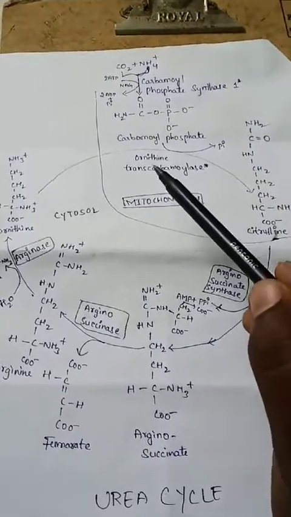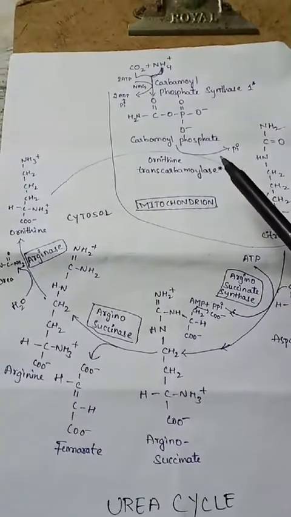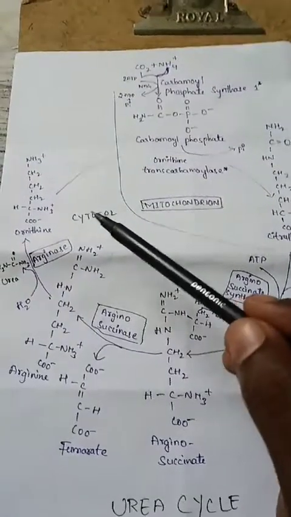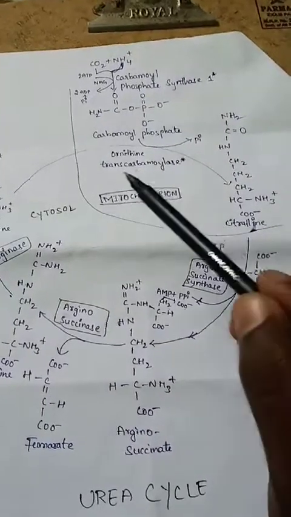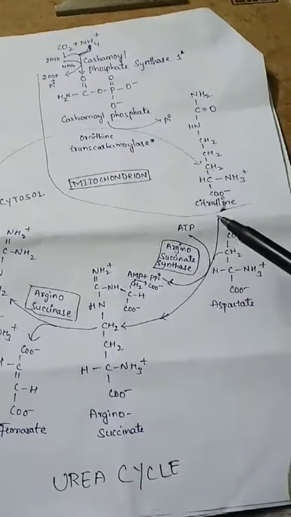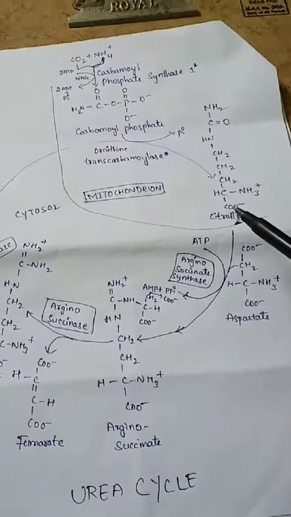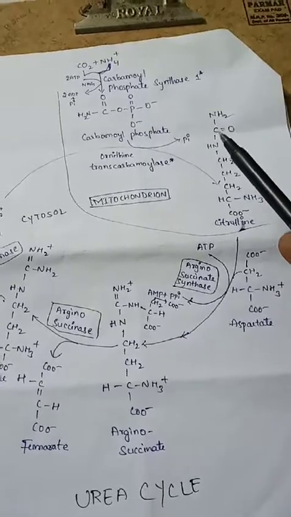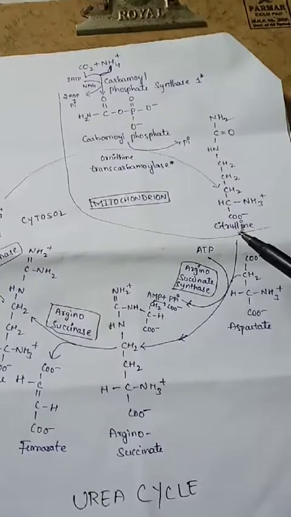In the presence of which enzyme? Ornithine transcarbamylase enzyme. Carbamyl phosphate is present in the mitochondria, and ornithine is present in the cytosol. Ornithine and carbamyl phosphate combine to form citrulline in the presence of ornithine transcarbamylase enzyme. In the mitochondria, it produces citrulline. Citrulline contains one carboxylic group, 3 amine groups, and one ketone group with a 6 carbon chain. It is known as citrulline.